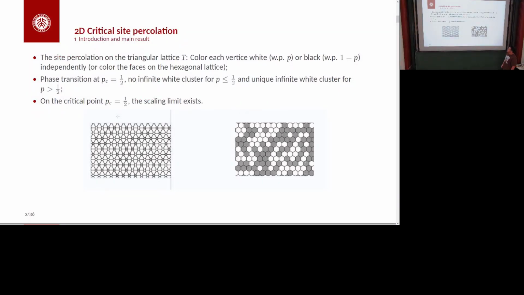Let's briefly recall the basic setting of 2D site percolation. We start from the triangular lattice T here and color each vertex blue with probability p and white with probability 1 minus p. Or we can also consider the dual graph and color the faces of the hexagonal lattice. We can vary this probability p, and we see the phase transition at p_c equal to 1/2, which means there is no infinite white cluster for p smaller than 1/2, and there is a unique infinite white cluster for p larger than 1/2. In this lecture, we consider the critical point p_c, which is 1/2, and we consider the scaling limit.